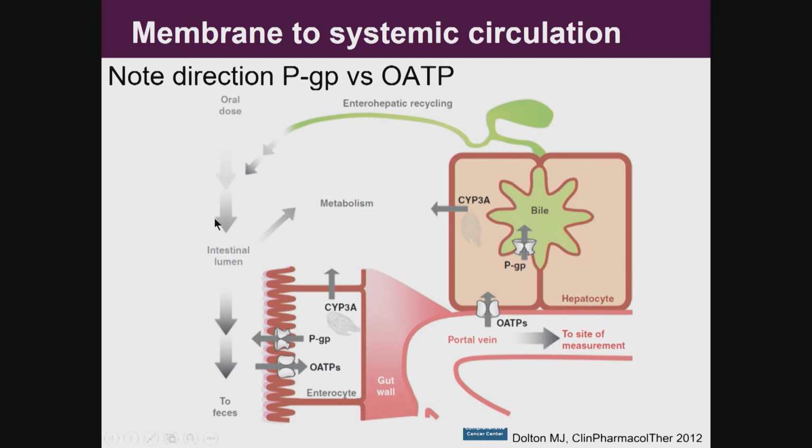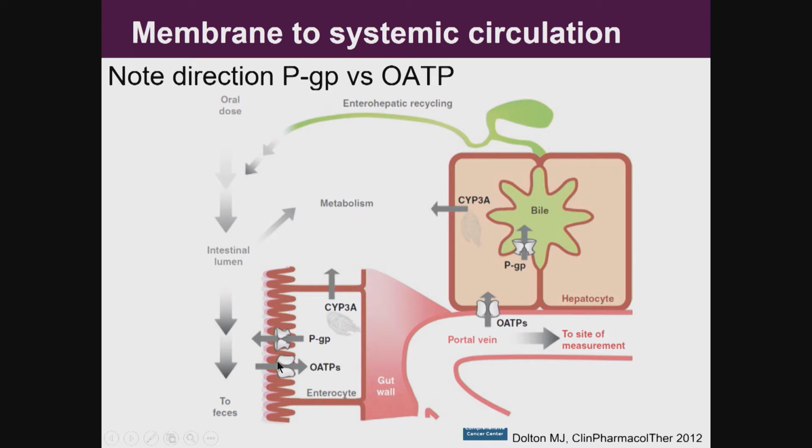Here we can see a bit of a bigger picture. So here's the intestinal lumen. Here's the enterocyte. Molecules enter through these carriers. They may be effluxed by PGP. And what happens is that they get repeatedly exposed to CYP3A. So molecules enter, they may be metabolized, and then they may be pumped back. Some molecules may make it past the enterocyte and enter the portal vein.